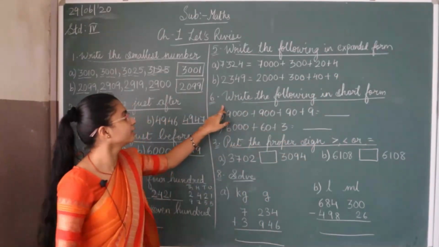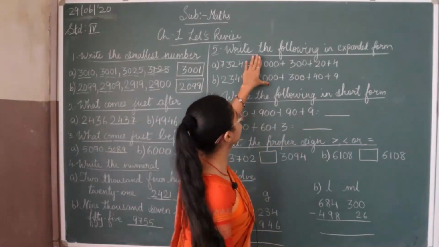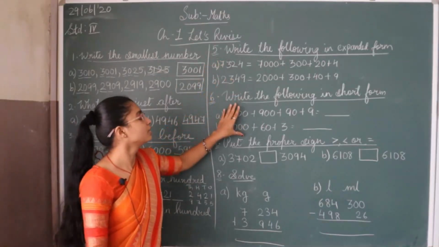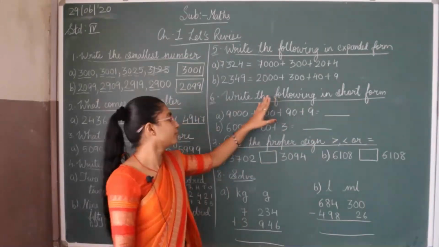Okay, 9. Next heading is write the following in short form. This you had written in expanded form, which questions were given in short form. Now the questions are given in expanded form, that you have to write in short form.